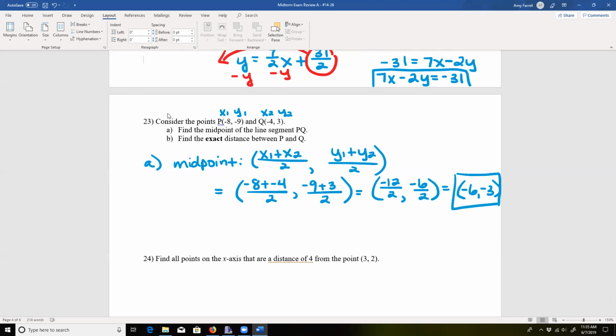A midpoint is exactly as it sounds. It's really the point right in the middle of the 2 if you were to connect the 2 points with a line segment, this point would be right in the middle.